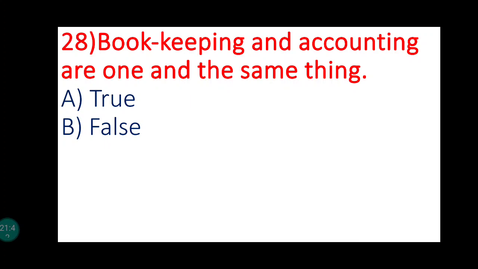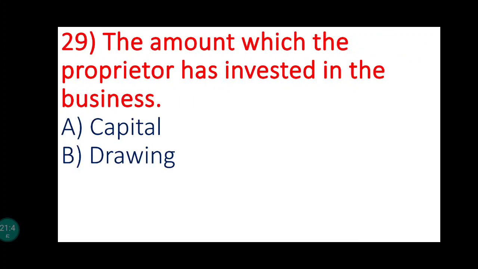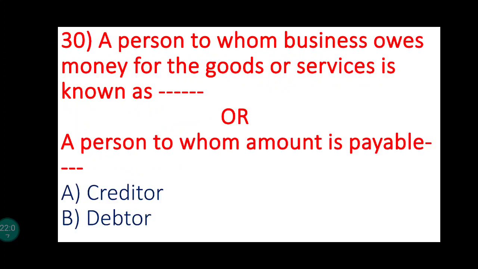So this is false. The amount which the proprietor has invested in the business, we already discussed this point. The amount which the proprietor has invested in the business is known as capital, and the amount which the proprietor withdraws for personal use is known as drawing. A person to whom the business owes money for goods or services, or we can say a person to whom an amount is payable, is known as a creditor.